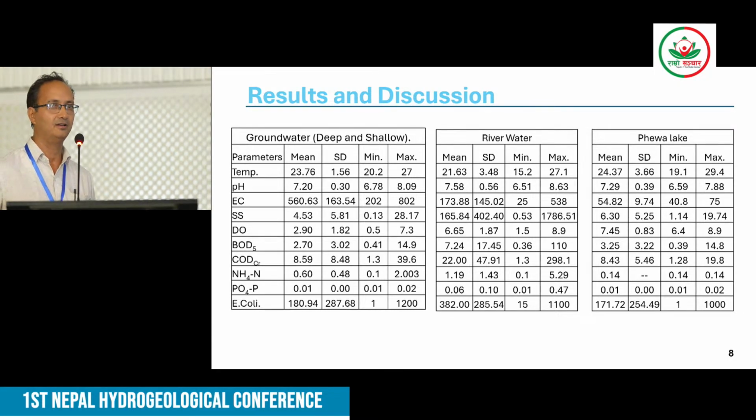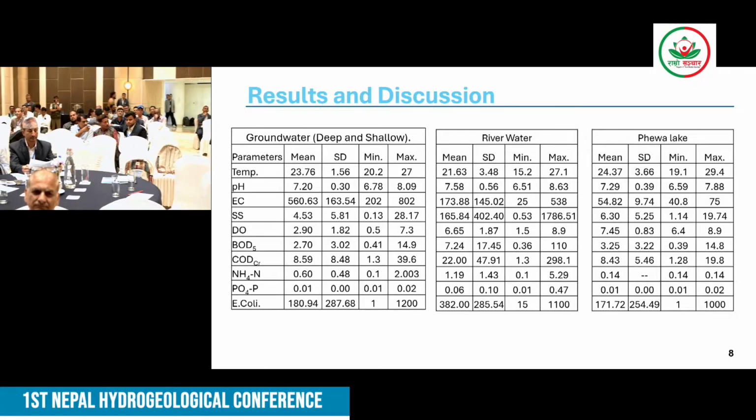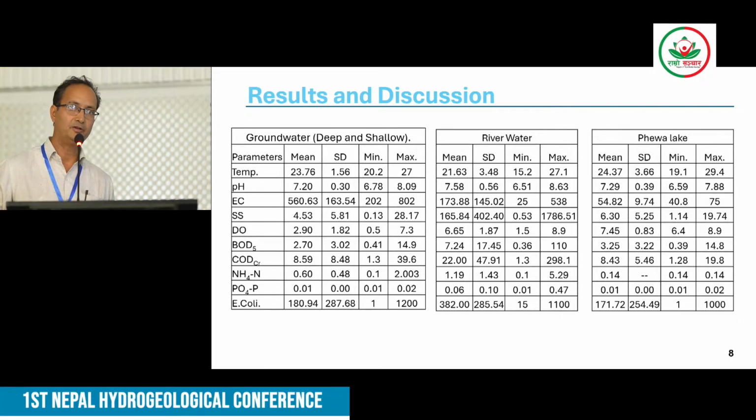So very highly contaminated with E. coli. Similarly, in all kinds of water sources, like the river also, it's very similar, and even in the lake water. So mainly here the groundwater sources are being contaminated, both shallow and deep. It's mainly in the wet season that we have found it. Compared to dry, the wet season is highly contaminated with E. coli contamination.